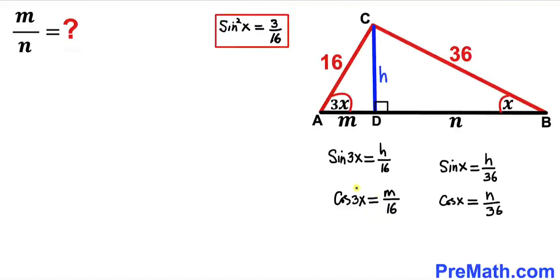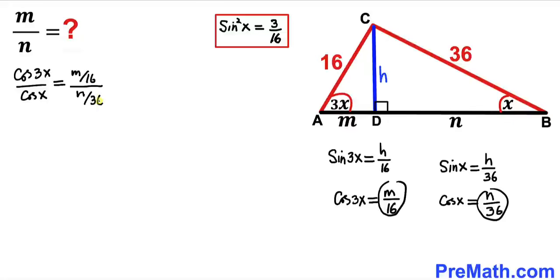And here's our next step. Now we are going to find the ratio of cosine of 3x and cosine of x. So therefore I'm going to write down cosine of 3x divided by cosine of x, and we know our cosine 3x is m divided by 16 and cosine of x is n divided by 36.